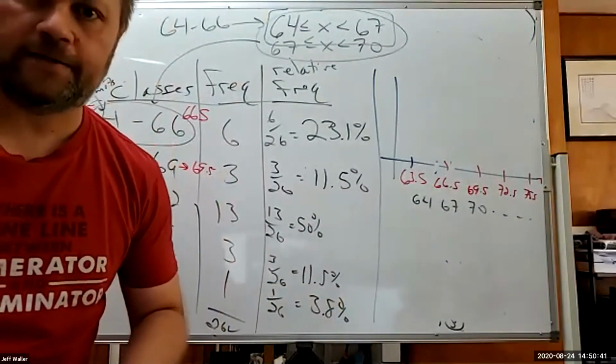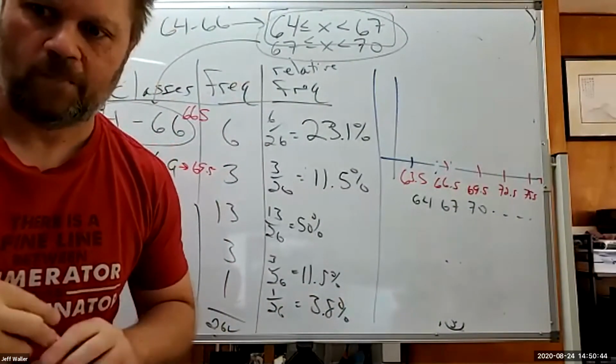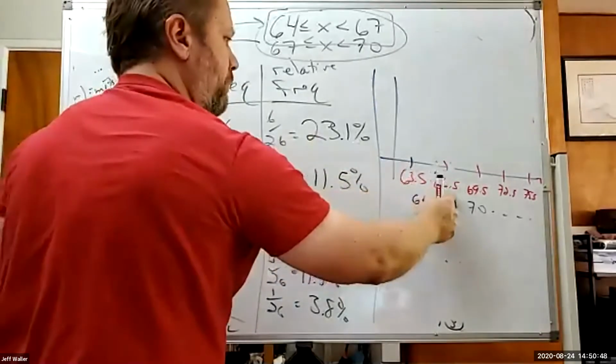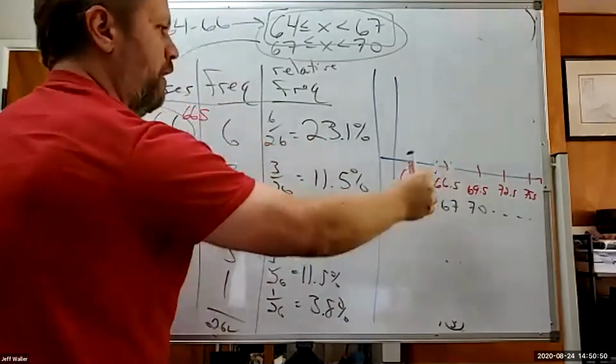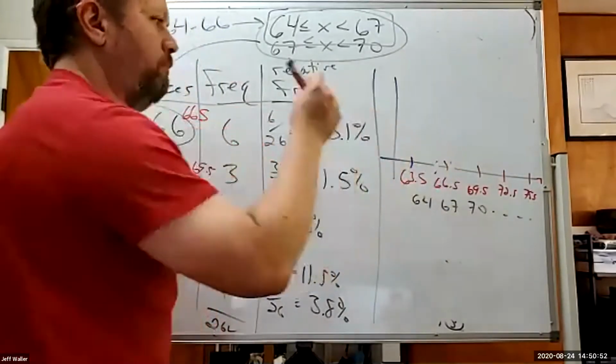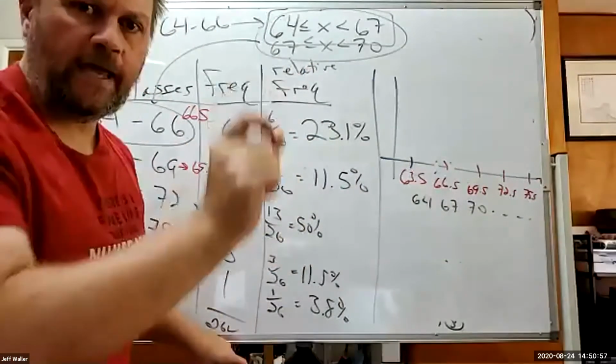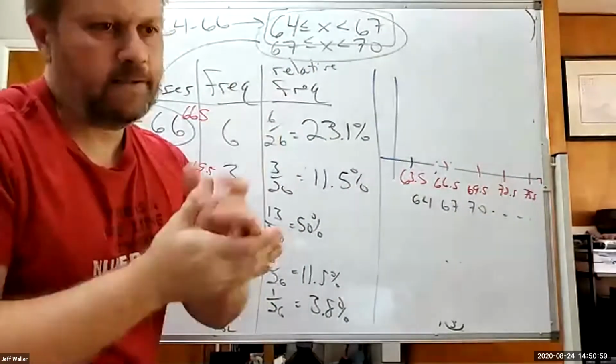I hope somebody sees what I'm saying here. So why does this method need me to go up and down by a half? Because otherwise there would be gaps, and that would be lying to people. It would make it look like there were classes that had nothing in them, and that's not true.